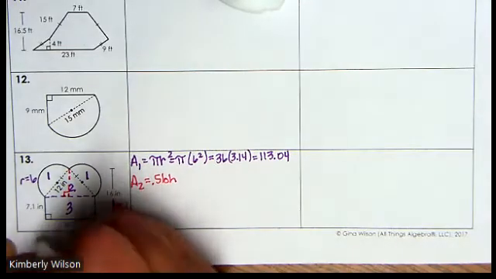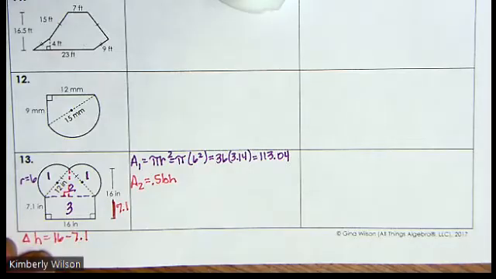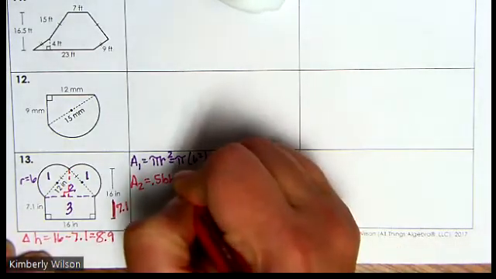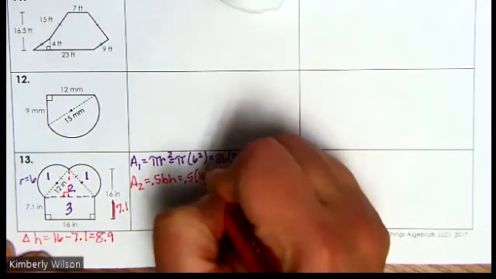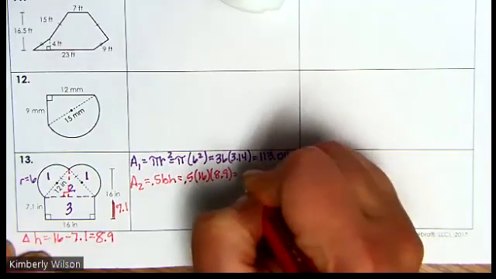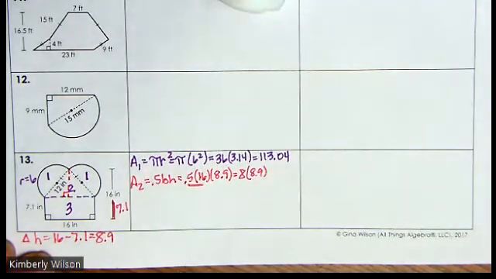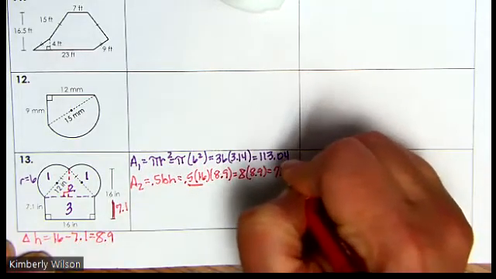So to figure out the triangle height, we have to do 16 minus 7.1, which gives you 8.9. So now I can figure out. So I'm going to be doing 0.5 times 16 times 8.9, which is going to give me 8 times 8.9, which equals 71.2.